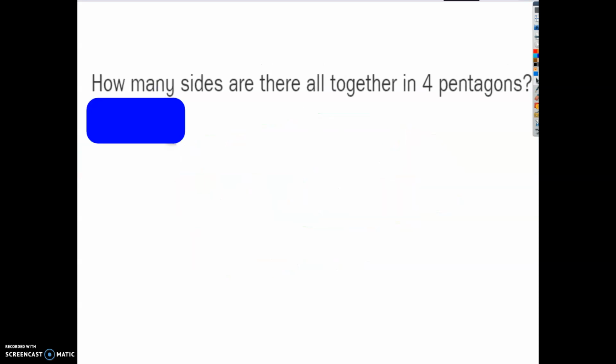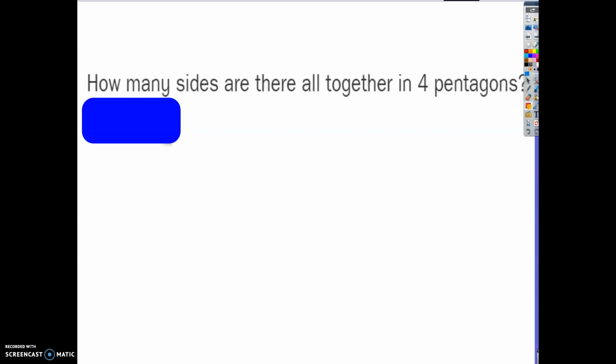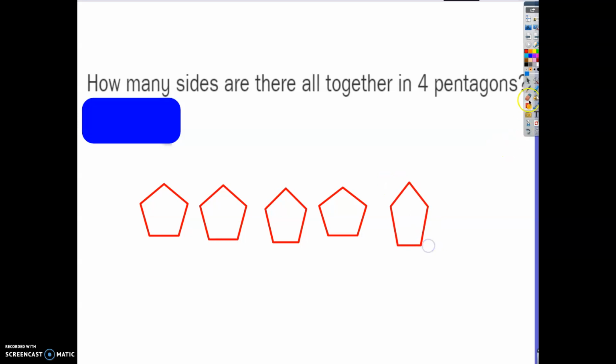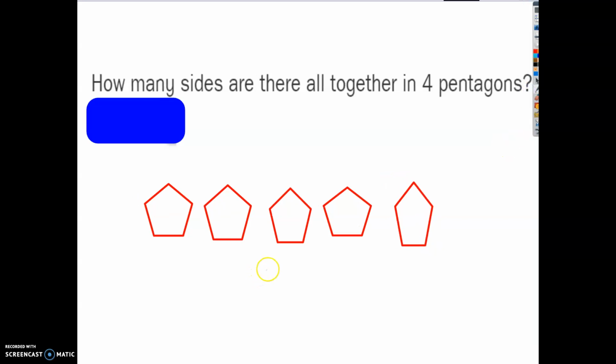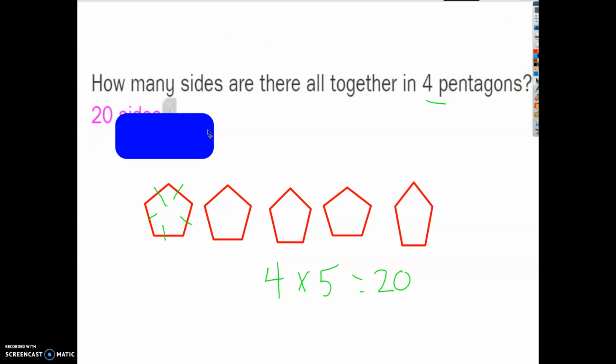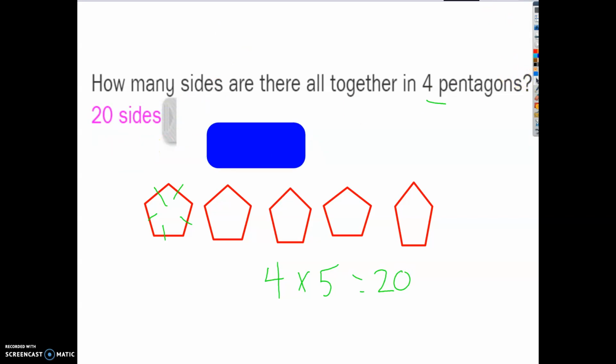Let's try that again. How many sides are there with four pentagons? So you're going to have to think, how many sides does a pentagon have? Go ahead, draw it out if you need to. There's three, four, five. And my number model is going to be four because I have four pentagons. It's going to be times five because a pentagon has five sides. 4 times 5 is 20. So that means that four pentagons have 20 sides.